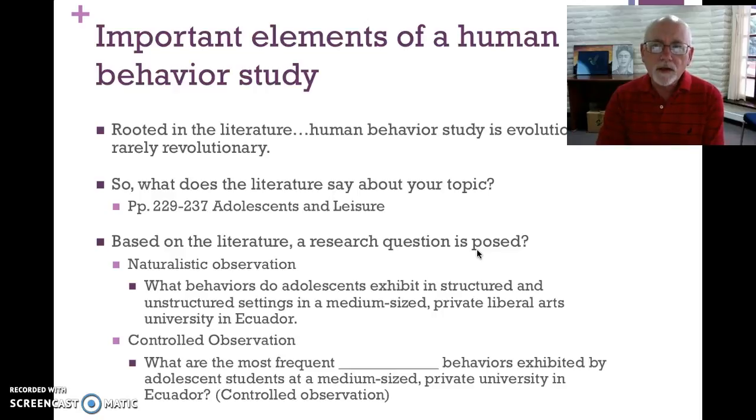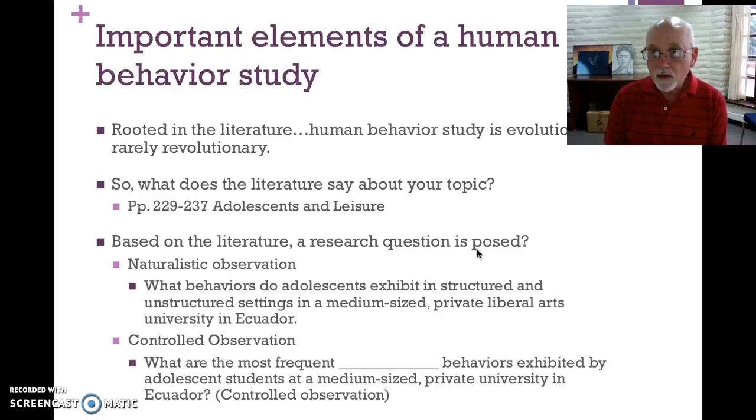Now, a characteristic of human behavior studies is that they start with a research question. And in this case, for the naturalistic observation, we're going to be looking at this question. What behaviors do adolescents exhibit in structured and unstructured settings in a medium-sized private liberal arts university in Ecuador? Once again, what behaviors, and that can be leisure activities or social media activities, do adolescents exhibit in structured and unstructured settings in a medium-sized private liberal arts university in Ecuador?